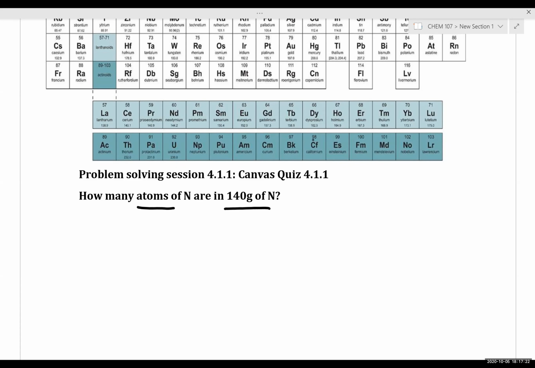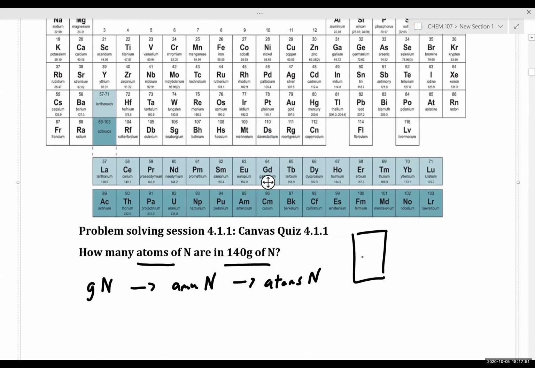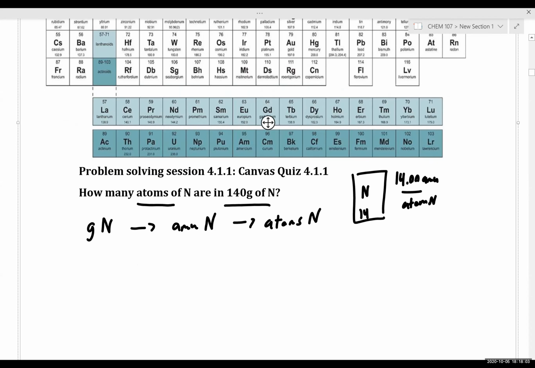Okay, we're starting to see a few in the chat. So let's discuss just to give everyone a little bit of guidance here. Setting up our solution map, we're trying to go from grams of nitrogen to atoms of nitrogen. To calculate atoms of nitrogen, we're going to need to figure out the AMUs of nitrogen. Looking at the periodic table, nitrogen has an atomic mass of 14. So we have 14.00 AMU per atom of nitrogen. Okay, perfect.